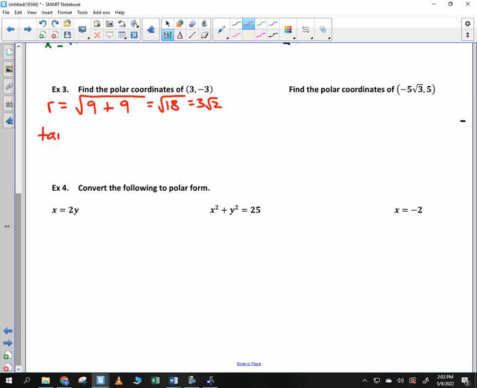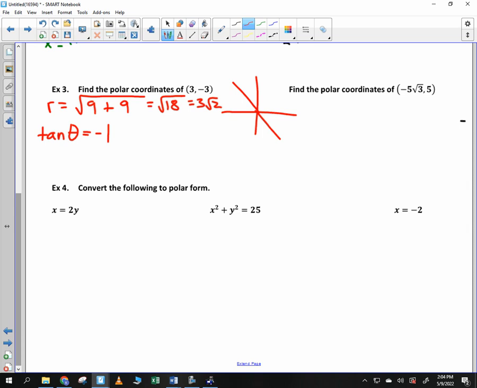And then I would like to come up with theta. So I say tangent of theta is equal to? Negative 1. Tangent is negative in which quadrants? 2 and 4. Which quadrant is this in? Is this in the second quadrant or the fourth quadrant? As you look at it, this is the fourth quadrant because I go over 3 and down 3. So that's the fourth quadrant.